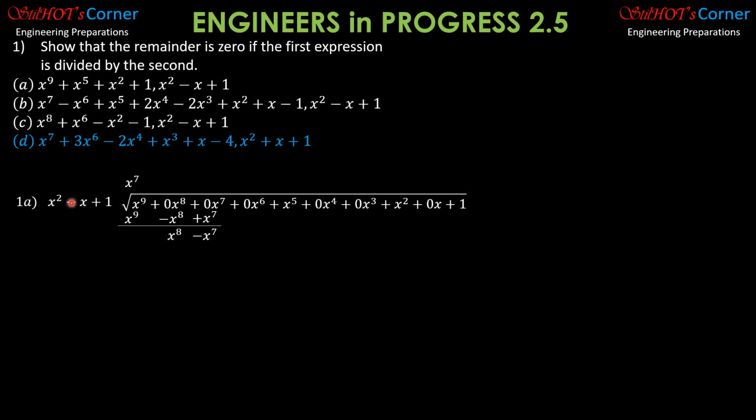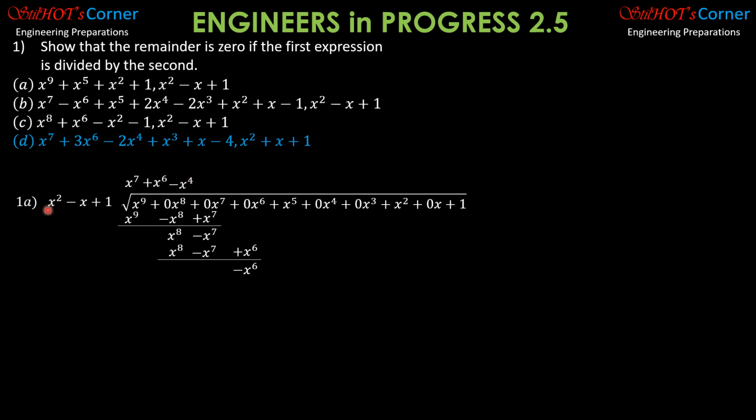x to the 8 divided by x squared is positive x to the 6. x to the 6 times x squared is x to the 8, then x to the 6 times negative x is negative x to the 7, x to the 6 times 1 is x to the 6. Then we subtract, both these terms will be 0, then 0x to the 6 minus x to the 6 is negative x to the 6. Negative x to the 6 divided by x squared is negative x to the 4th.